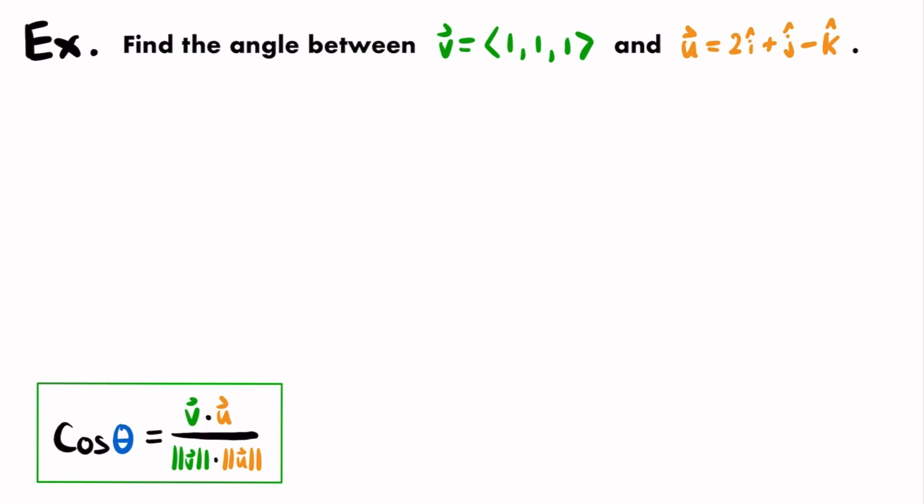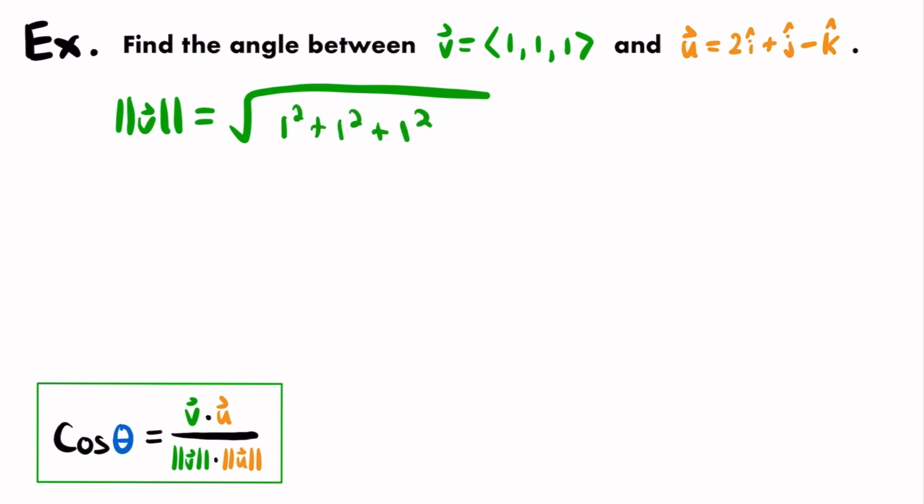We're going to need to know the dot product of vector v and vector u, and we're going to need to know the magnitude of each of those vectors. And so let's start with the magnitudes. Let's find those first. Let's calculate the magnitude of vector v. That's going to be equal to the square root of the sum of the components squared. So we'll have 1 squared plus 1 squared plus 1 squared, right? All the components are 1, so that's pretty easy. 1 squared is 1, so we have 1 plus 1 plus 1. So this is going to be equal to the square root of 3.